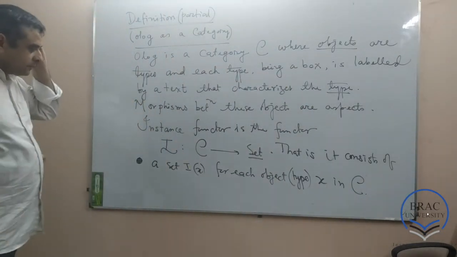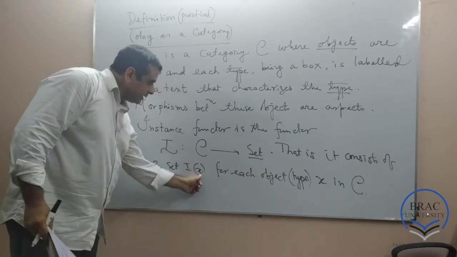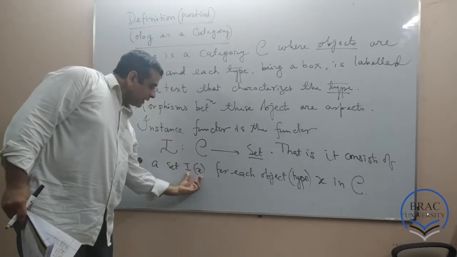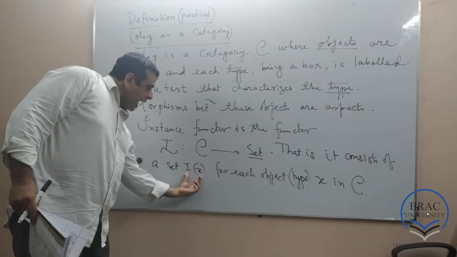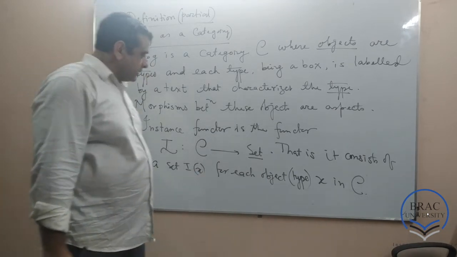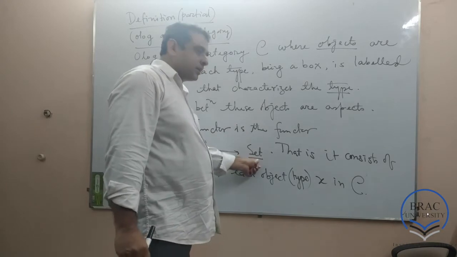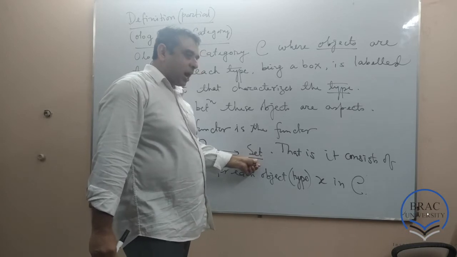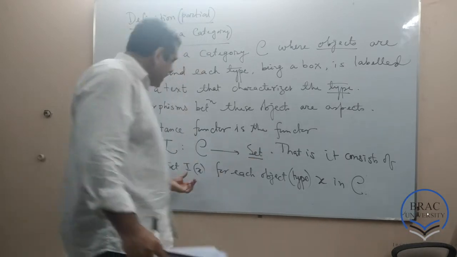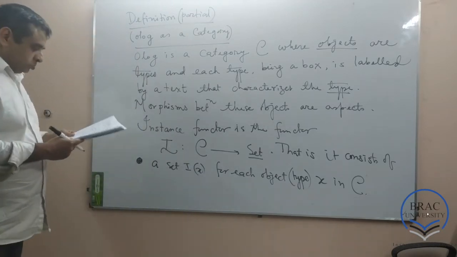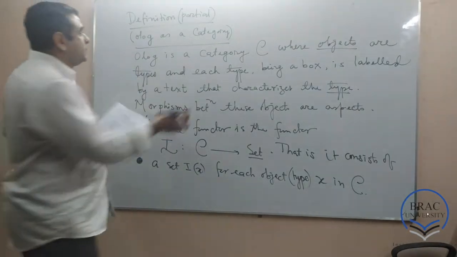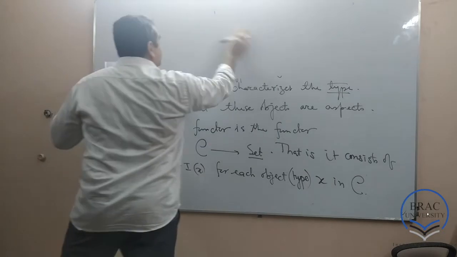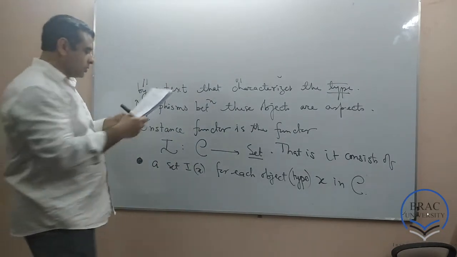What does it mean? It means that X is a type in this abstract category C, whereas Ix is an object in this category Set, and the objects of the category Set are precisely sets. So Ix is a set. Okay. The second point is about morphisms between objects or types.